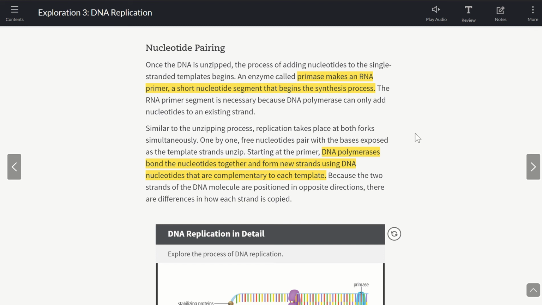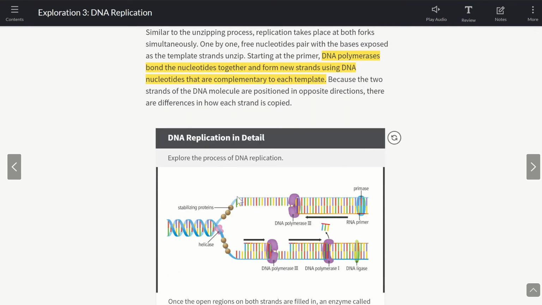So when this unzipping process starts, what we see is an exposed side of a strand. Now, that strand is going to be fitted with the complementary base pair. Whenever there's an A on the template strand, a T will be added onto the new strand and vice versa. And that's how these new strands are built.